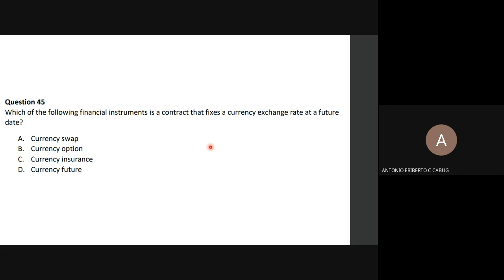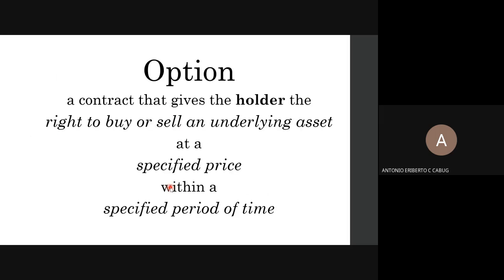So as I have told you a while ago in the previous video, when you are fixing the price for a future delivery date, you would need either forwards or futures. Okay? There is a difference between the two, but they work in a similar fashion. The correct answer is letter D. This is a currency future.